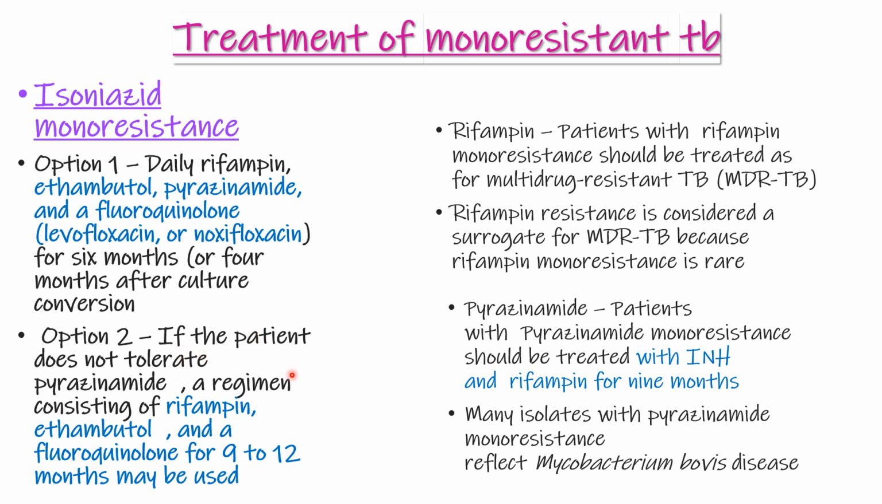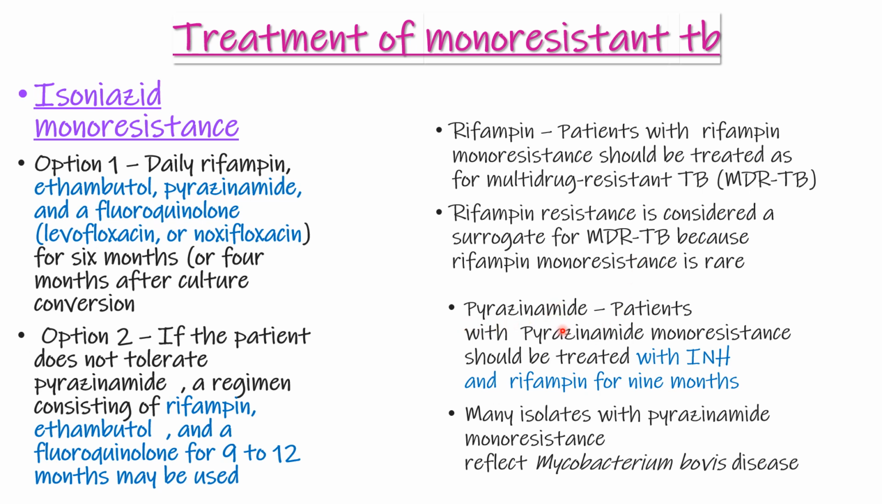Option 2, if the patient does not tolerate pyrazinamide: you just remove pyrazinamide from your list, and you do rifampin, ethambutol, and a fluoroquinolone for 9 to 12 months. Rifampin monoresistance is treated as multi-drug resistant TB. The reason behind this is that it is rare and it is usually a surrogate for multi-drug resistant TB.